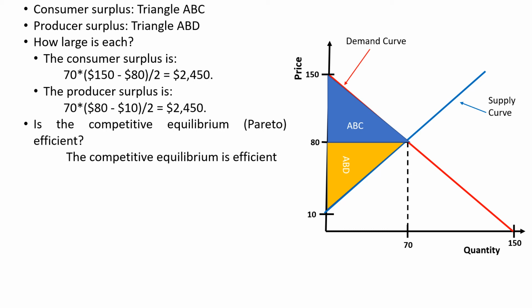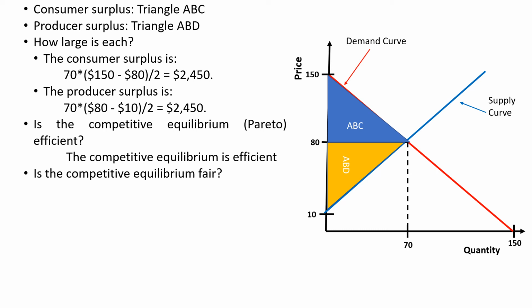So it is impossible to redistribute the surplus in any way that makes someone better off without making any other person worse off. So we have a situation where we have some sort of zero-sum game. The next question is whether the competitive equilibrium is fair.